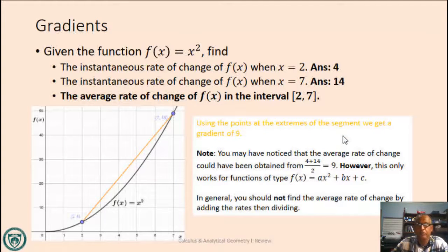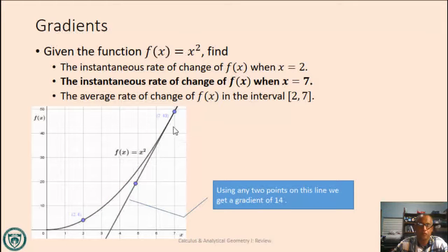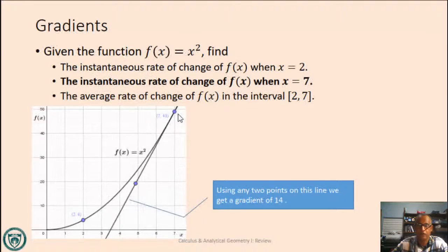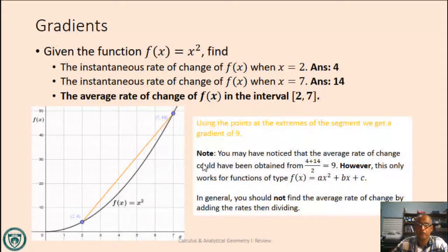Now you may be tempted to say, well, okay, I can find this average by simply finding these two instantaneous rates of change here and here, because this was 4, and then here the rate of change was 14, and of course then 4 plus 14 divided by 2 gives you 9. But that will only work for functions of this type, so don't do that. When you want to find the average rate of change, think in terms of the secant line. You're going to find the gradient of this line connecting those 2 points.